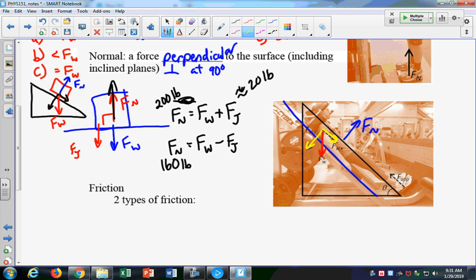All right, so is this vector right here bigger, smaller, or the same as the weight? Remember, it's a component of the weight. It's smaller. That's right. So the components are always smaller than the vector. I'll write that down. So the components are always smaller than the vector.